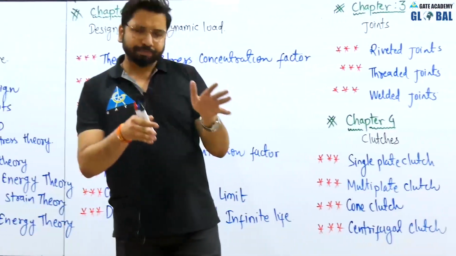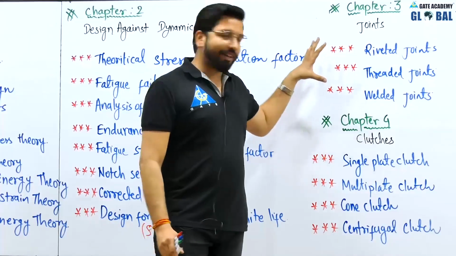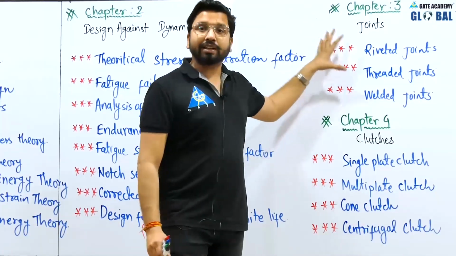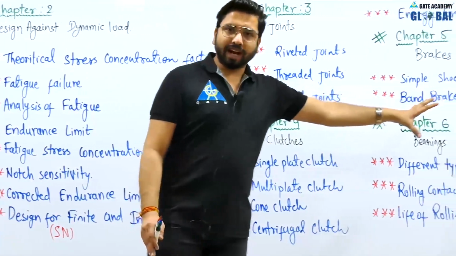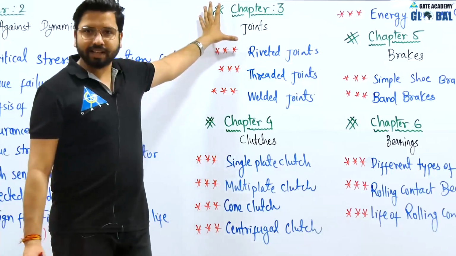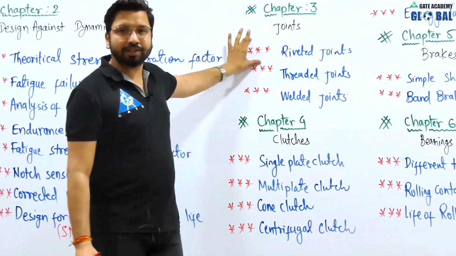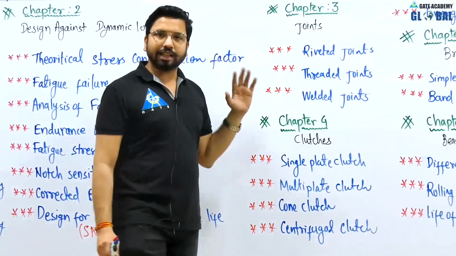If you see the lecture plan, you must have an idea that this chapter will be the longest chapter. Due to some space limitation on my whiteboard, I have not written the entire content of chapter number 3. I have just mentioned the major topics which will be dealt with in chapter number 3. Here we will be discussing the riveted joint.